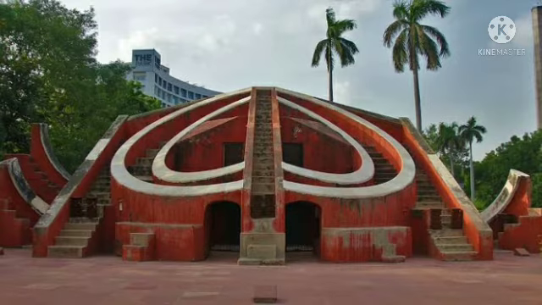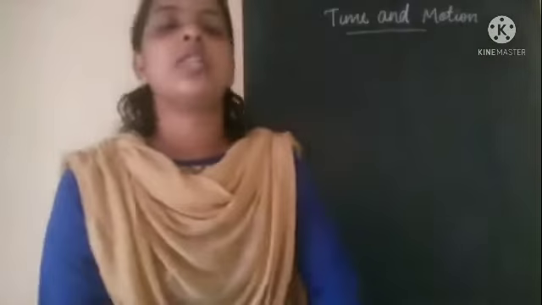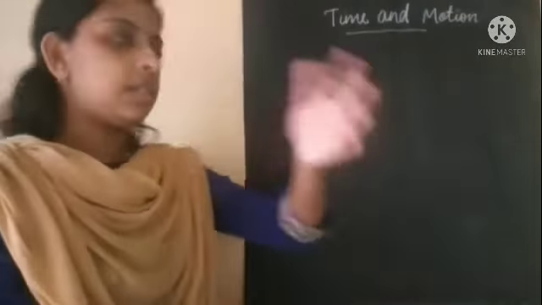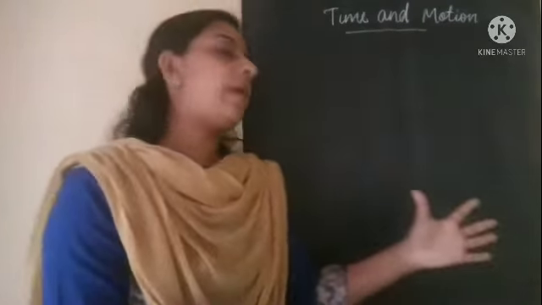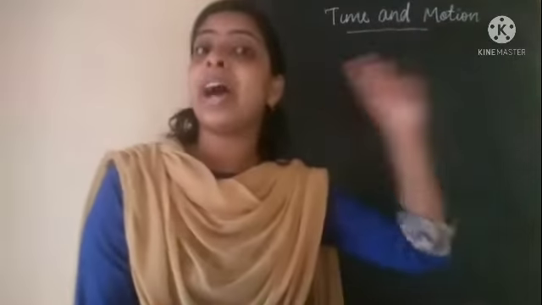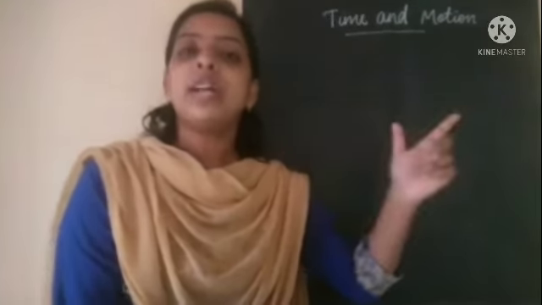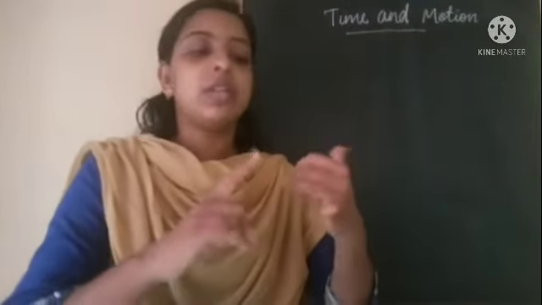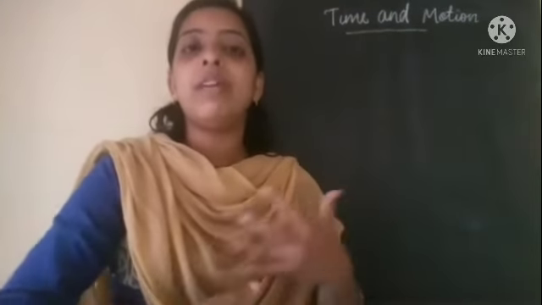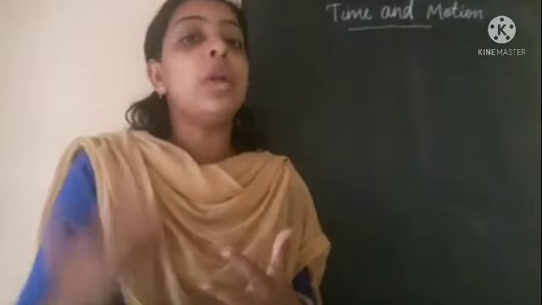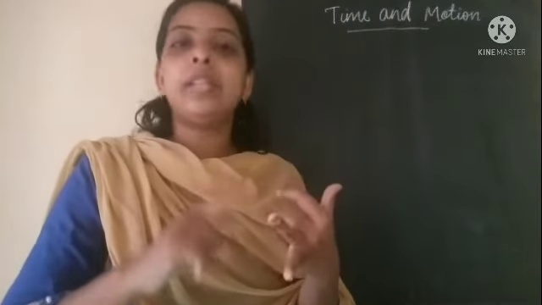Okay, and here in your textbook you can also see Jantar Mantar in Jaipur, Rajasthan, where one of the biggest sundials is present. So that's all about the measurement of time by our ancestors. They measured time on the basis of natural phenomena repeated at regular intervals of time, and on that basis they measured day, month and year.